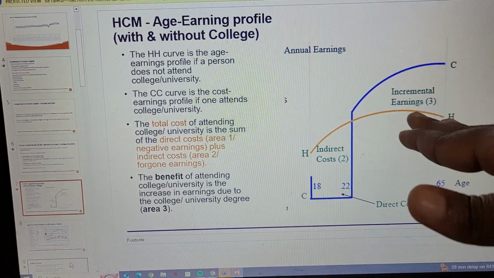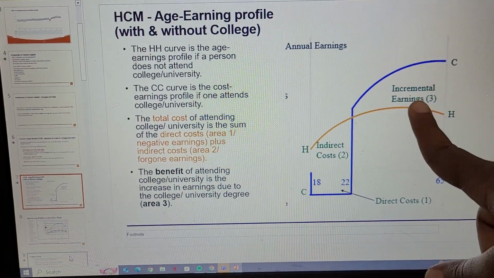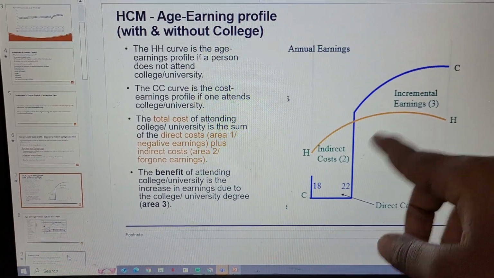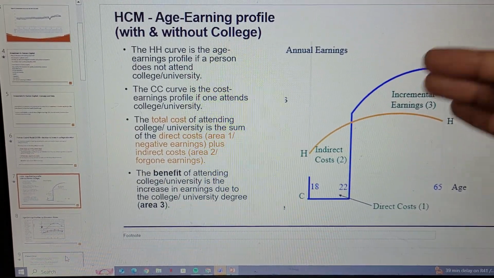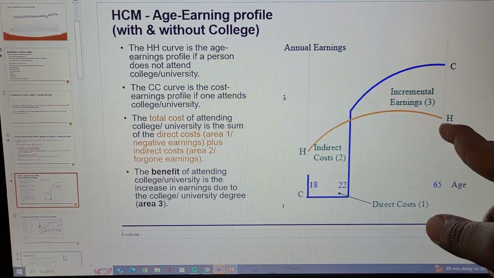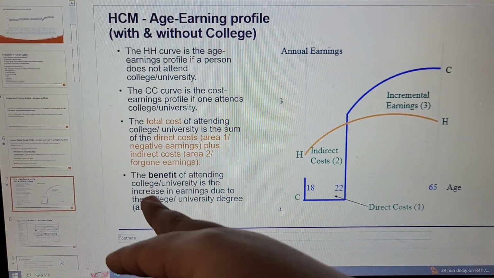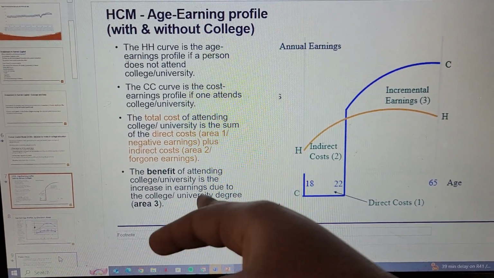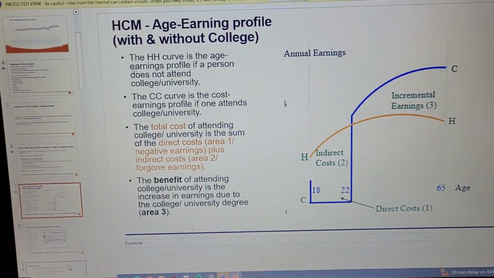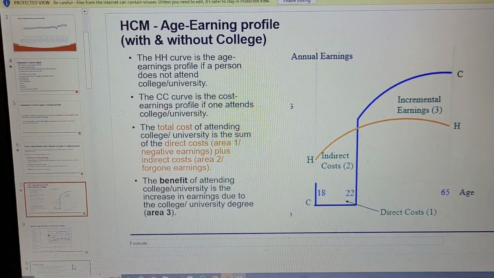But the incremental earnings, these are the benefits, okay, of attending college. This is basically CC minus HH. So you went to college, so you earned this much more money than a person who didn't go to college, the incremental earnings. So it's pretty self-explanatory. And the last point, the benefit of attending college is the increase in earnings due to it. So incremental, think increase in earnings, and then that's your next point. It's not difficult at all. It just looks that way.